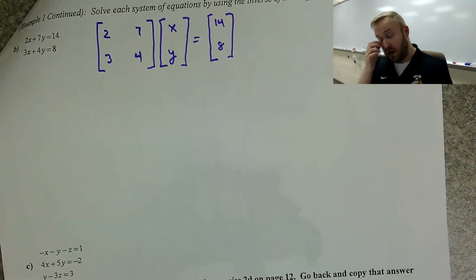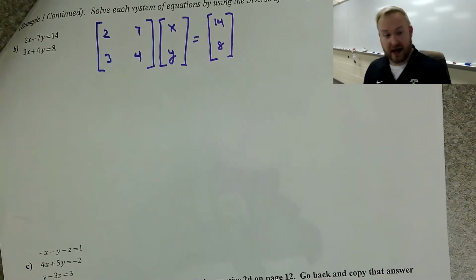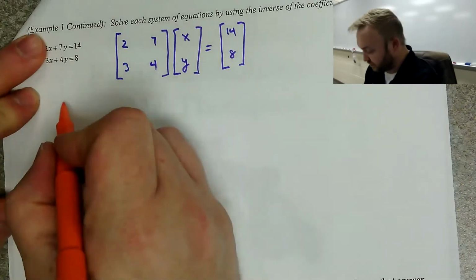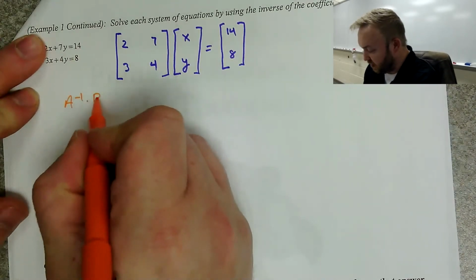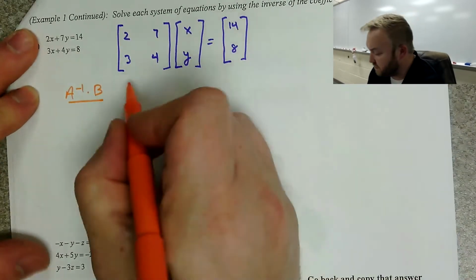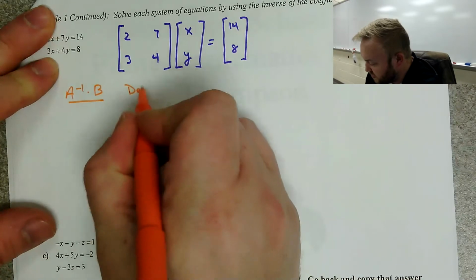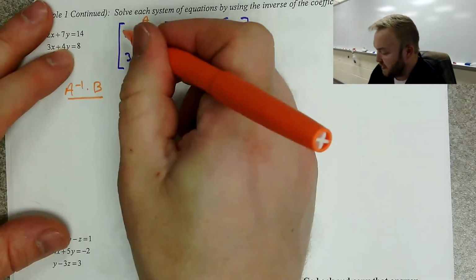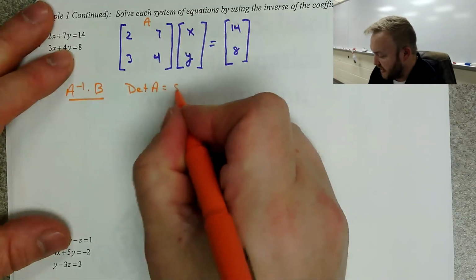Okay, so we need to multiply A inverse times B. Now watch how much quicker I can do this now that I've gone through and explained all the steps. So A inverse times B. Let's do our A inverse. So first of all, I need the determinant. The determinant of matrix A. Remember, this is matrix A. So I multiply the first diagonal. 2 times 4 is 8.